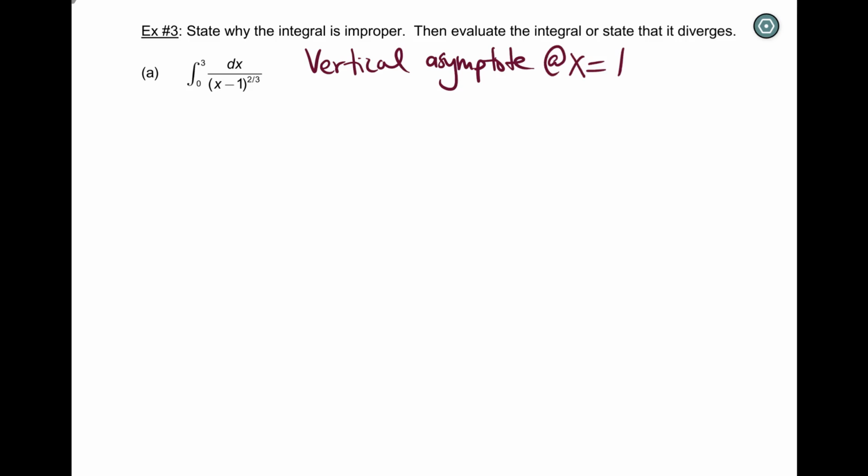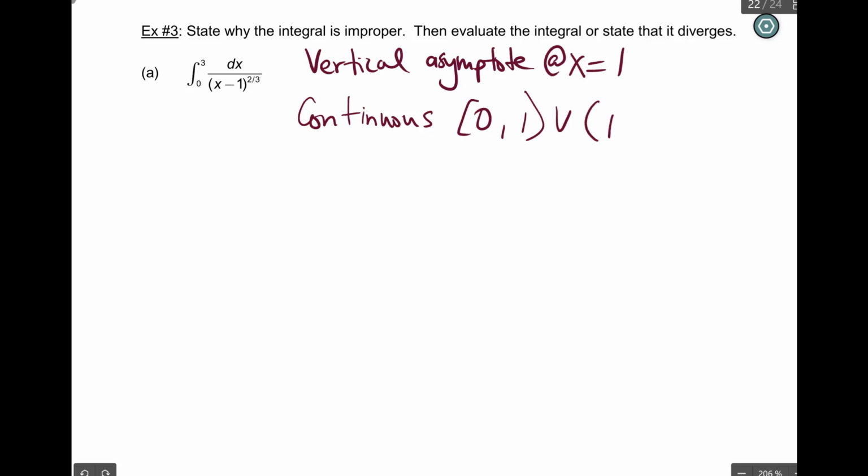So since we have a vertical asymptote at x equals 1, that's literally where it's undefined. So I have a discontinuity at x equals 1, but everywhere else I'm continuous. From 0 to 1, not including 1, in union 1 to 3, that's where I'm continuous, aka everywhere except where I actually have a discontinuity. So I have to break this down. I'm going to have an integral from 0 to 1, and then an integral from 1 to 3. I just want to cut it off, I want to have this slice. I'm dividing into two different parts because I have this discontinuity.